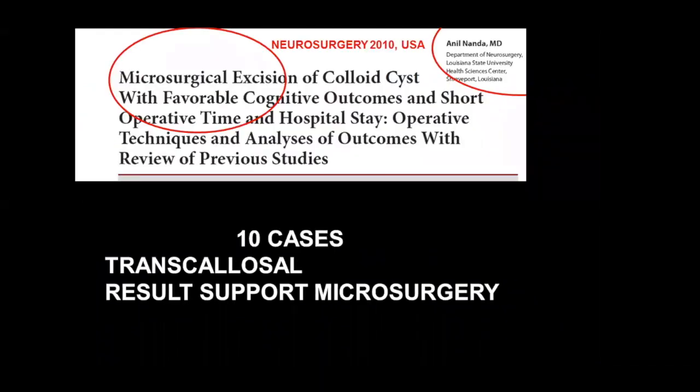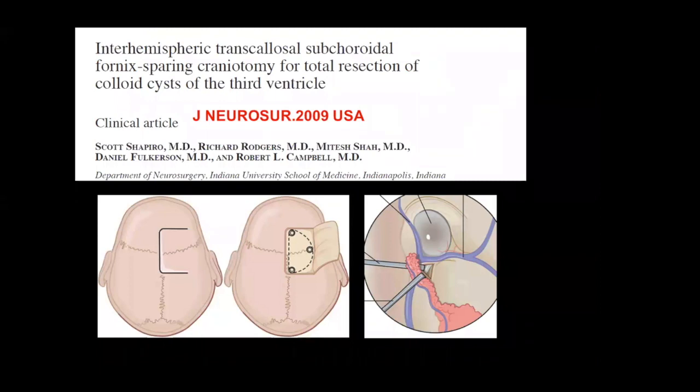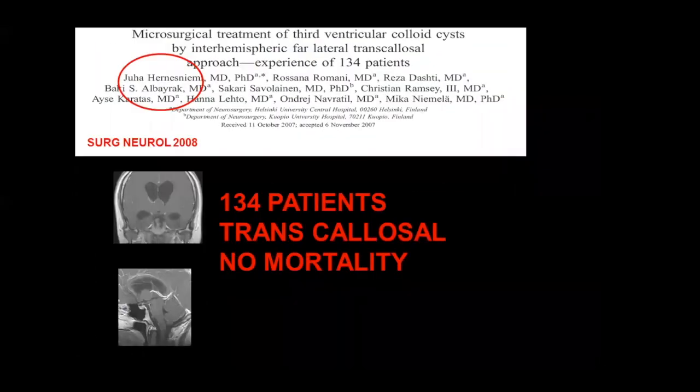This is from Anil Nanda from the United States, microsurgical excision using the transcallosal approach in 10 cases, and he supports microneurosurgery. Another paper from the United States is about the interhemispheric transcallosal subchoroidal approach. So many approaches for the microsurgery. Again, this is the paper I mentioned by Juha, 134 patients, transcallosal in all patients, and he had no mortality. So surgery can be done, you can excise them, and most of the time, rarely you will get any recurrence.